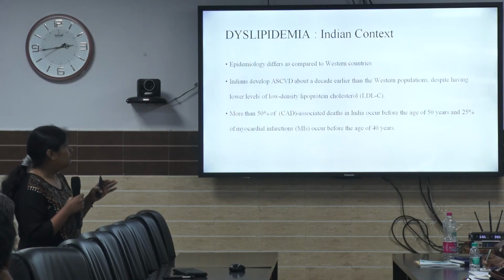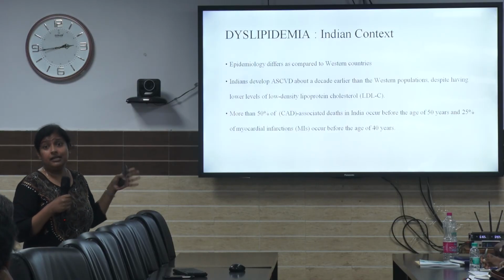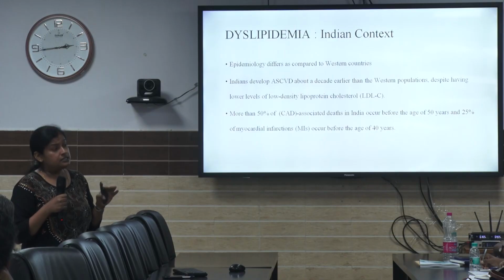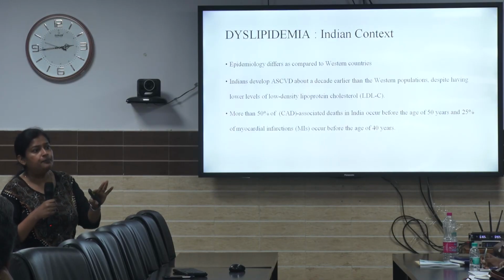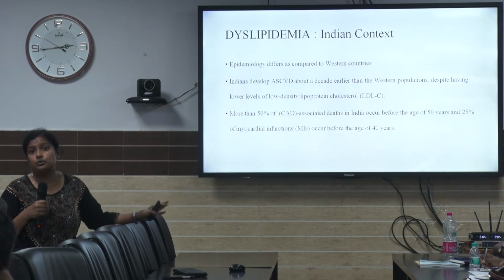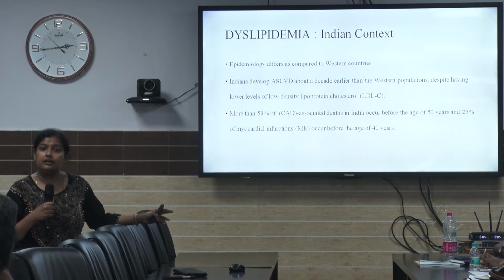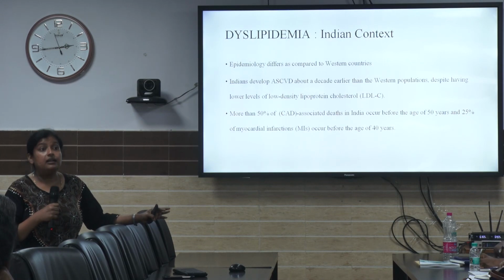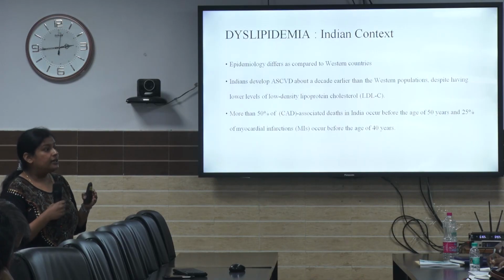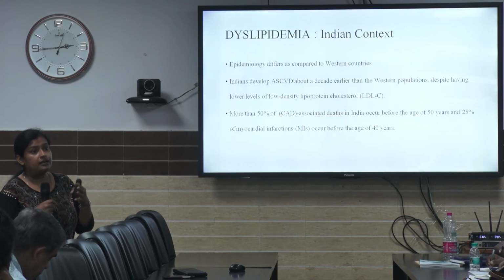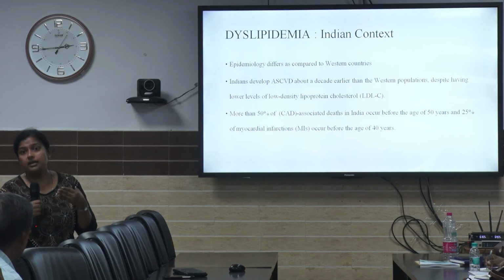Okay, so why do we want to know about dyslipidemia in the Indian context? This is because it is said that the Indian population develops dyslipidemia a decade earlier than our Western counterparts. So we are at a higher risk at a younger age. And the comorbidity and the mortality arising out of this dyslipidemia is bad in us. That is, if we look at MI or the heart attack incidence, it is far more in the younger generation.